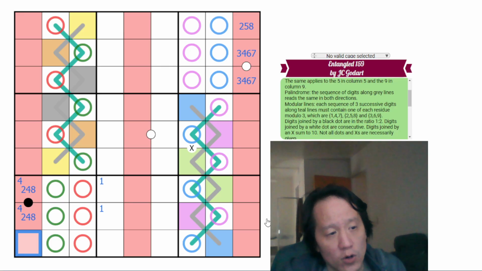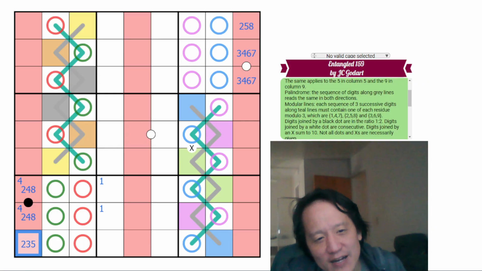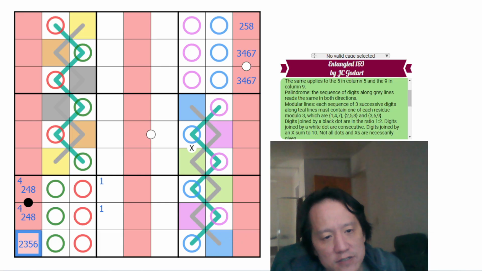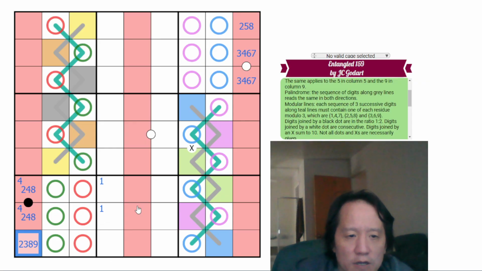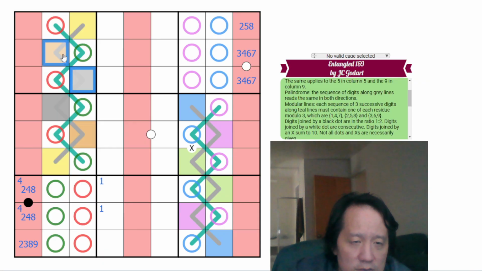It's not 4. It could be 2, 3. Oops. And this is why I don't like the corners. I have to keep switching. 2, 3, 5, 6, 8, or 9. It cannot be 5 or 6, because again, it can't be in this box, because then the 1 would be here, which is not possible. So this is 2, 3, 8, or 9. Okay. The 5 cannot be here. So the 5 is also here.